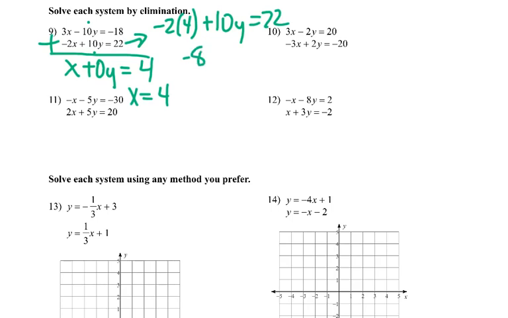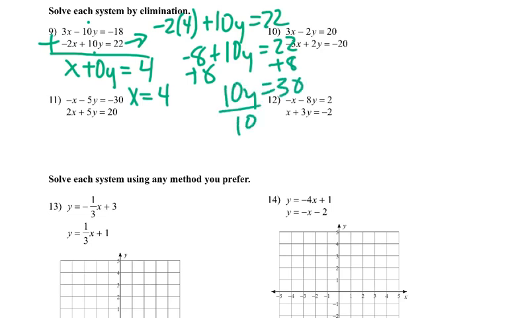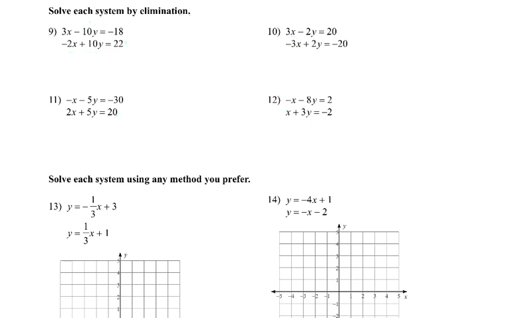So we'd get negative 8 plus 10y equals 22. Add 8. 10y equals 30. Divide by 10. And y equals 3. So one solution at the point (4, 3) is where they intersect. Again, you can use any method you want to. These ones are just kind of set up to be used a certain way, so it's kind of what I'm showing you. Okay, number 10.